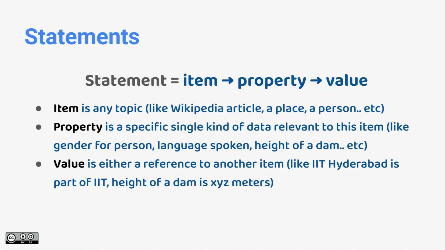The value can also be a Wikidata item, or it can be something like the height of the dam. For example, it will not be another Wikidata item. It will be another value like 35 meters or 45 meters, that particular value.